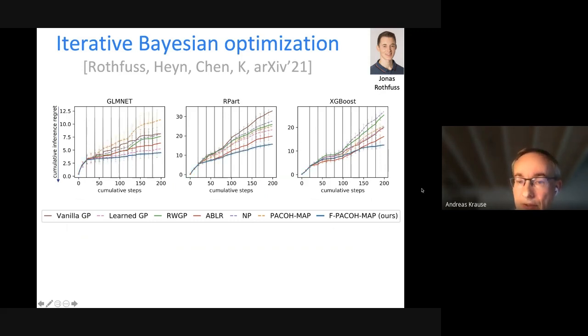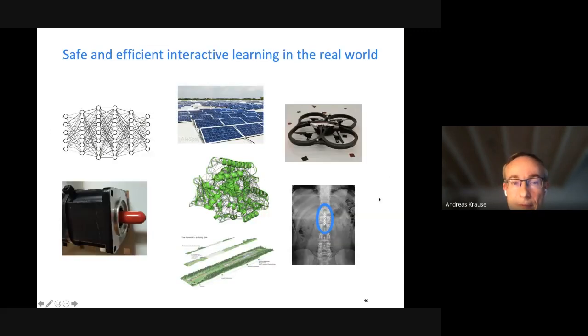And here's this functionally regularized meta-learned prior that yields very robust performance, outperforming these other methods across these different data sets. So that's basically what I wanted to discuss.